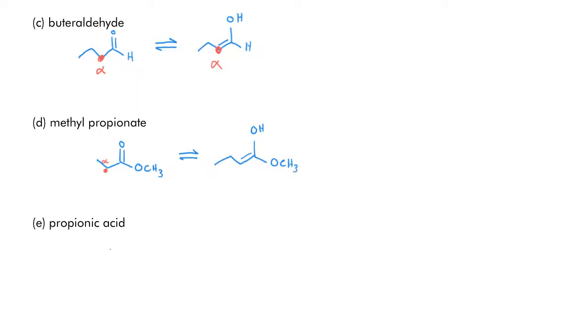So let's try one last example, propionic acid. Similarly, I identify the alpha carbon and draw my enol to that.